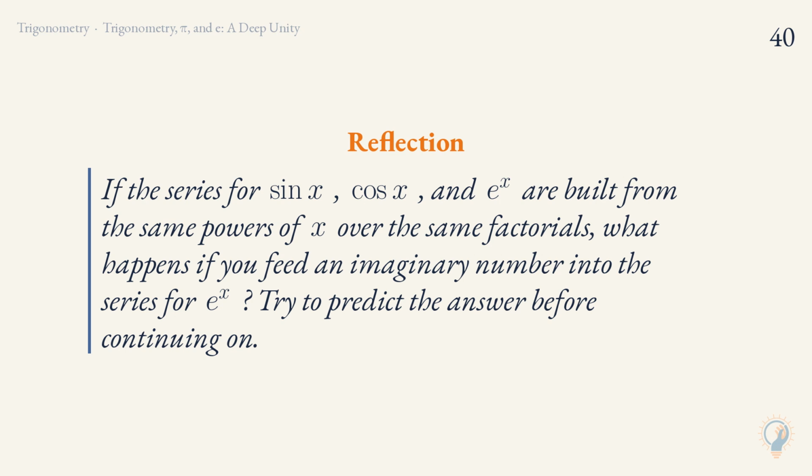Here is a question to sit with. If the series for sine x, cosine x, and e to the x are built from the same powers of x over the same factorials, what happens if you feed an imaginary number into the series for e to the x? Try to predict the answer before continuing on.